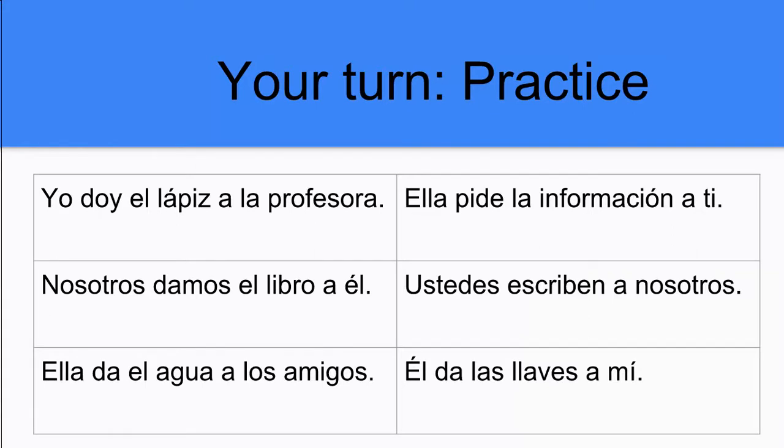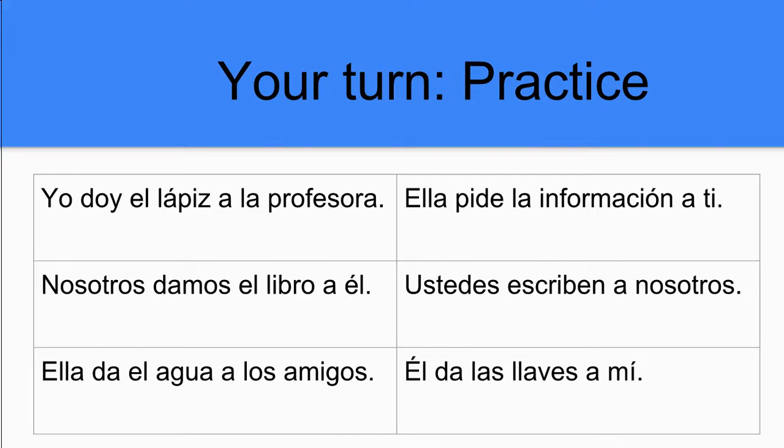Your turn for practice. Let's see if you can substitute out the indirect object nouns with the appropriate indirect object pronoun and the placement. What I mean by that is, let's look at number 1. Yo doy el lápiz a la profesora. So my subject is yo, the verb I'm doing is doy. What am I giving? El lápiz. And to whom or for whom is this being done?